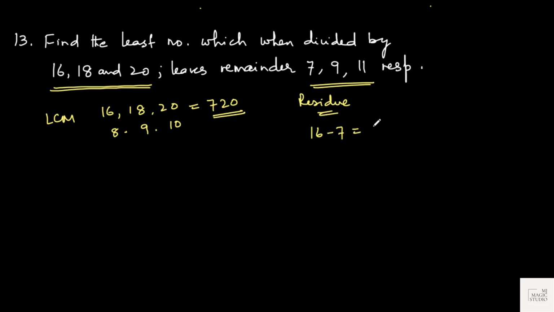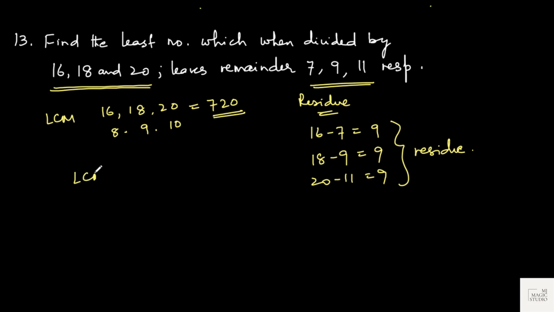16 minus 7 is 9. 18 minus 9 is 9. 20 minus 11 is 9. We can see that here residue is same. So the least number which we are looking out for is LCM minus residue. So that would be 720 minus 9. That is 711. Divide 711 by 16, 18 or 20. You will end up getting remainder 7, 9 or 11.